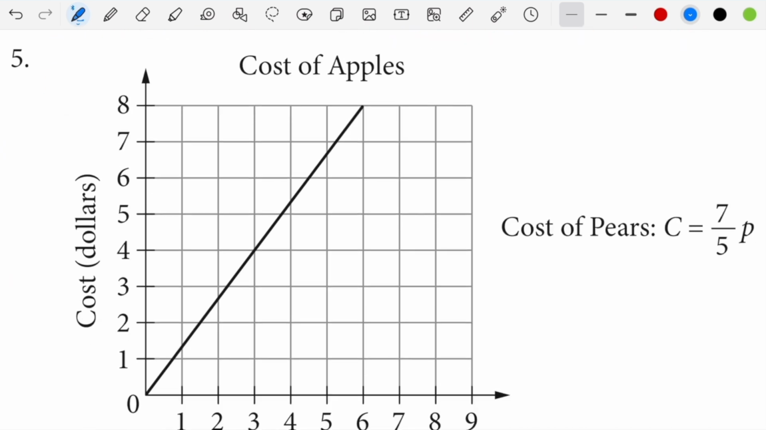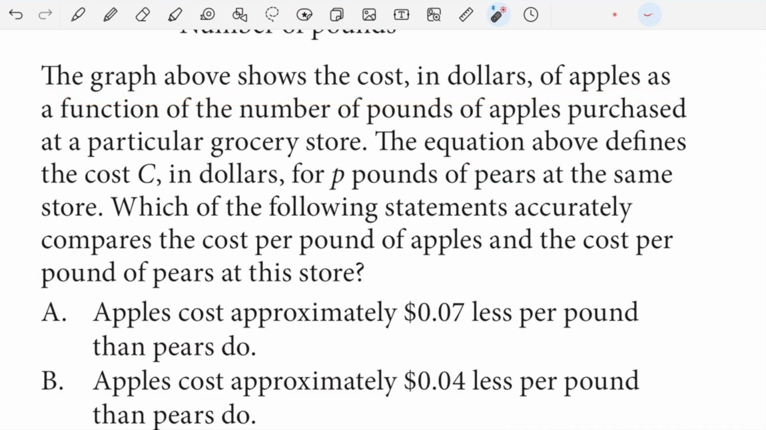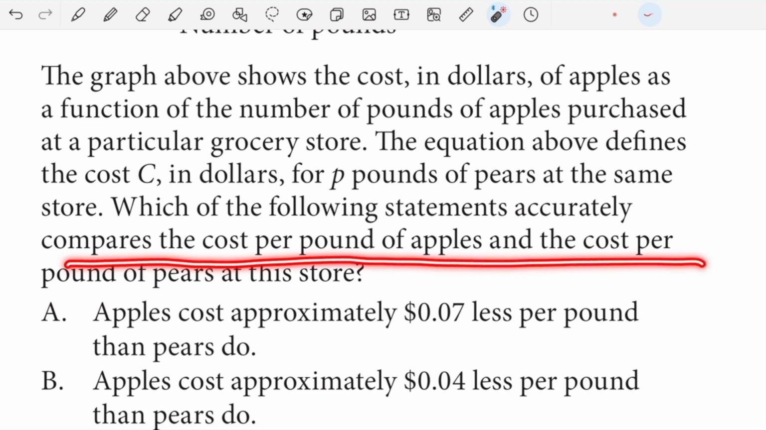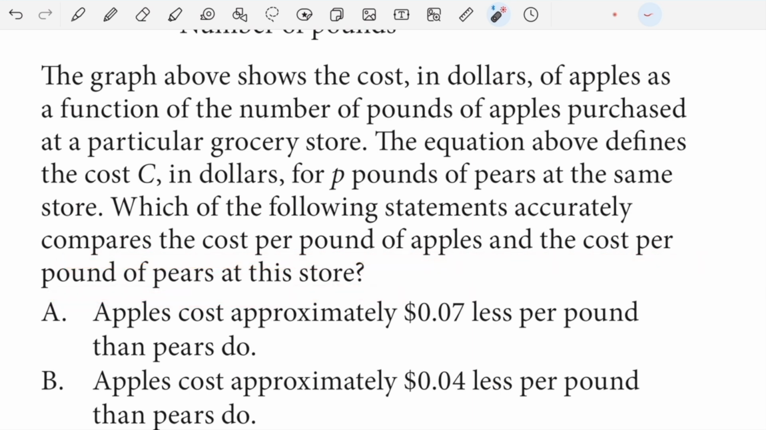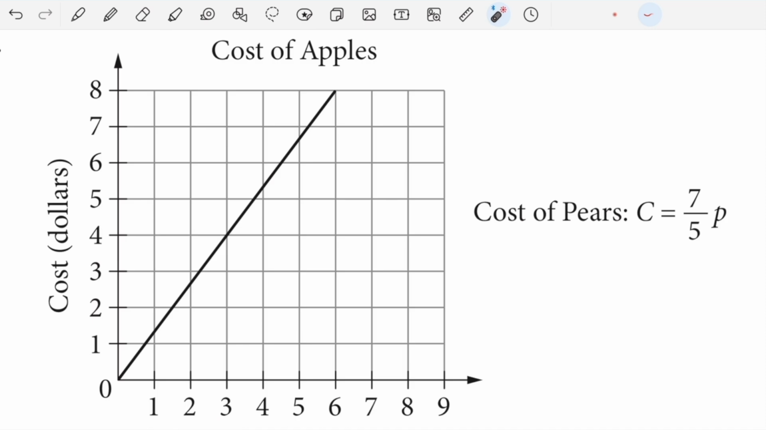They give me a graph. Okay, let's read. The graph above shows the cost in dollars of apples as a function of the number of pounds of apples purchased at a particular grocery. The equation above defines the cost C in dollars for P pounds of pears at the same store. Which of the following statements accurately compare the cost per pound of apples and the cost per pound of pears at this store? All right. They give you the cost of apples as a linear graph, and they give you the cost of pears as the equation. So you have the graph for the apples, you have the equation for the pears.